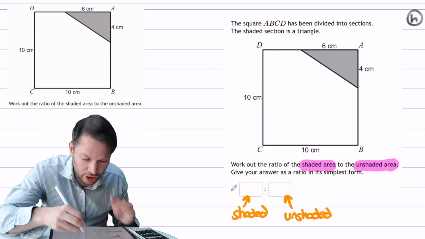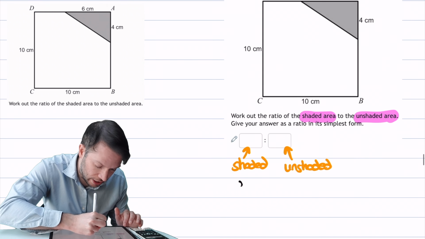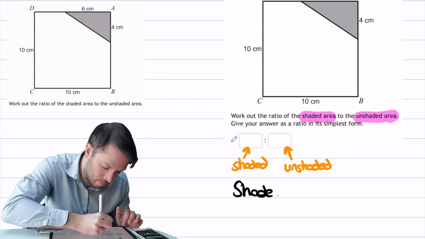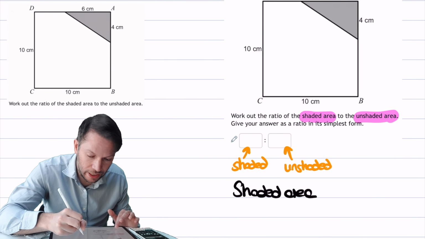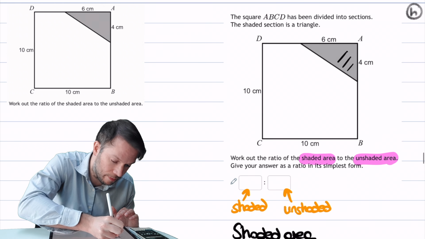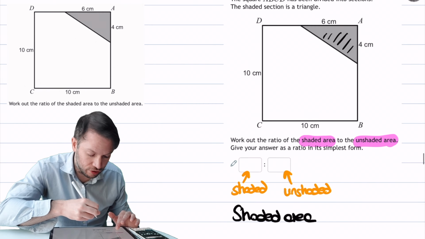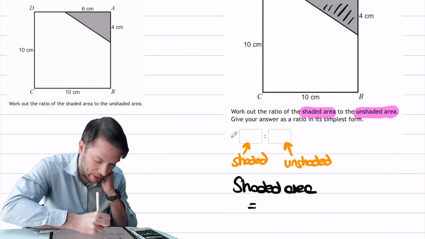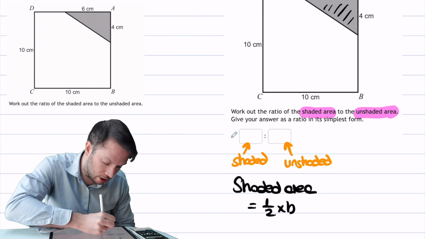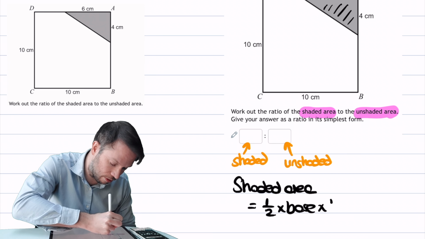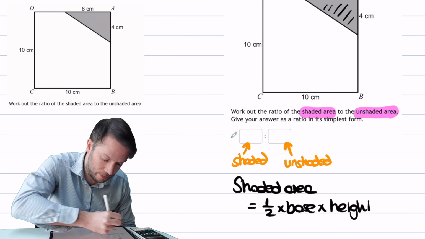So we want to work out the shaded area first. Well, we can see the shaded area is a triangle, this area here. So how do we find the area of a triangle? Well, it's just half times base times height. So we're going to do half times the base of the triangle times the height of the triangle.